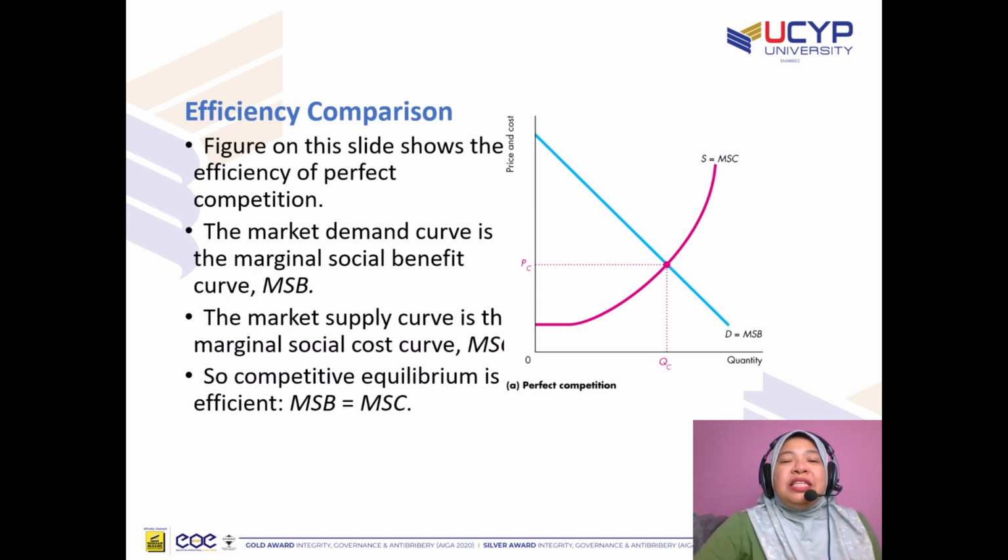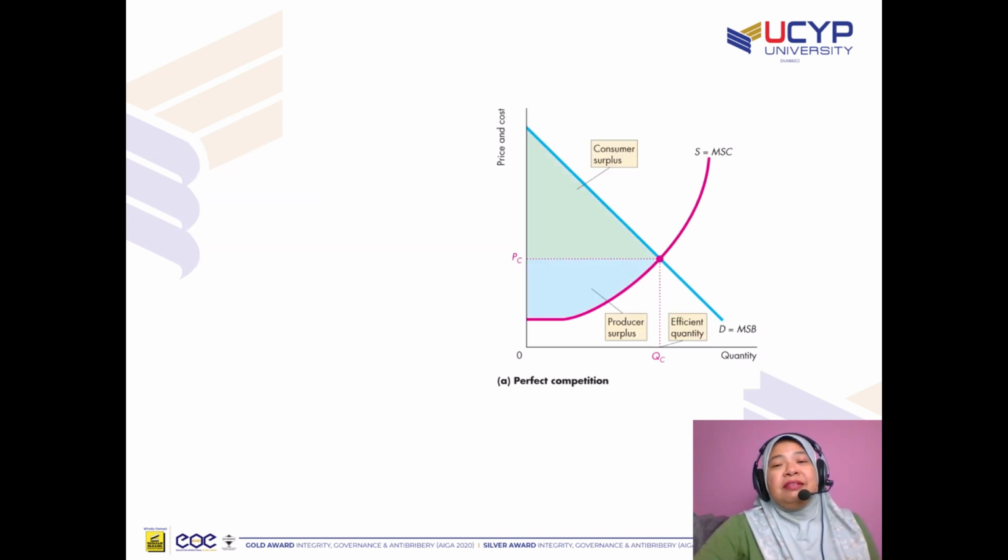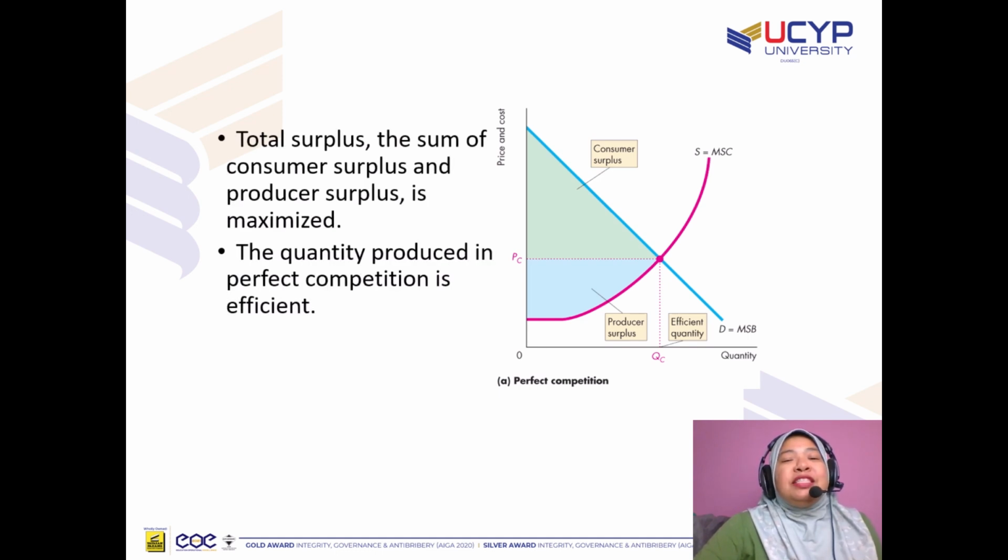So, competitive equilibrium is efficient, MSB equals MSC. Total surplus, the sum of consumer surplus and producer surplus, is maximized. The quantity produced in perfect competition is efficient.